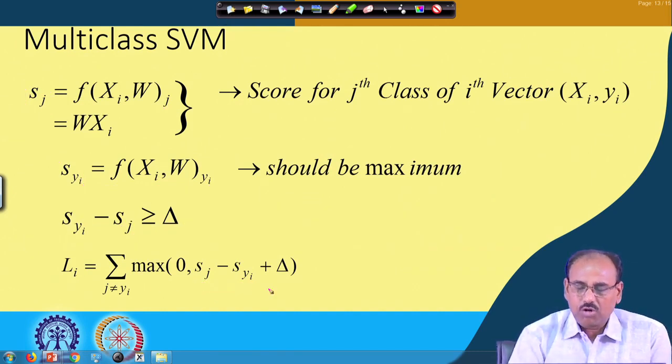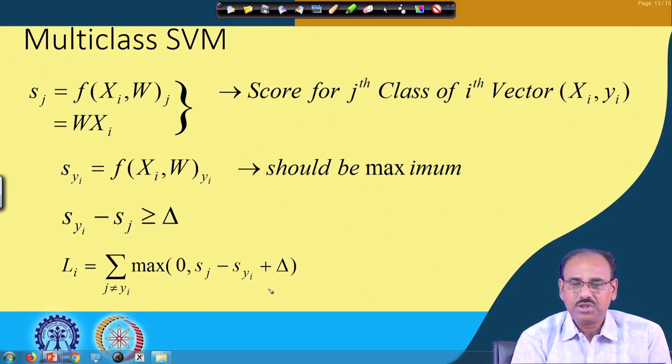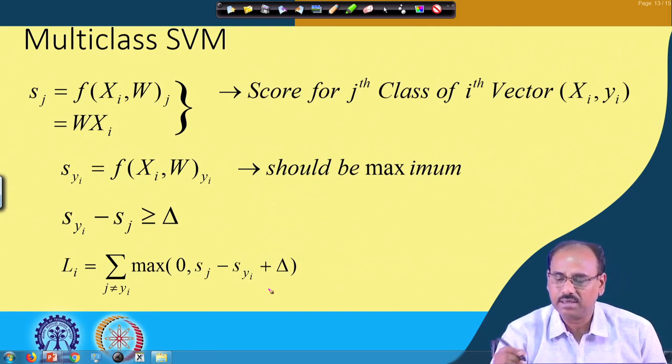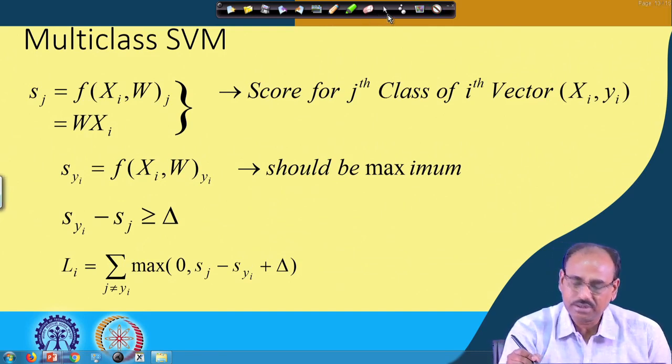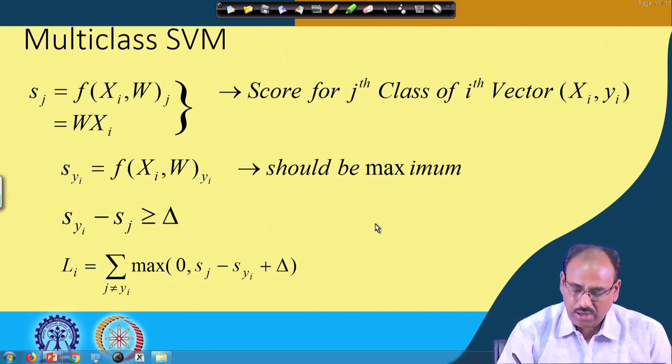So, this particular loss function ensures that the score for category omega i will always be greater than the score for any other category Sj, at least by a margin delta.